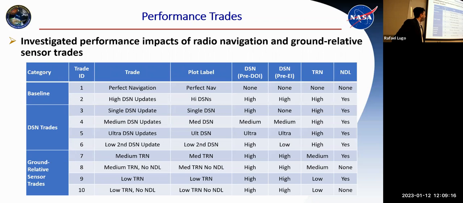What does that do? We looked at ground relative navigation sensor traits. Well, what if you have a not so great TRN? What if you don't have NDL? What if you don't have NDL and you have a pretty poor TRN system? We can look at all these things literally by just flipping switches and saying, I don't want to run this model. I want to run this one, but with this quality. So each one of these is using the same simulation framework.